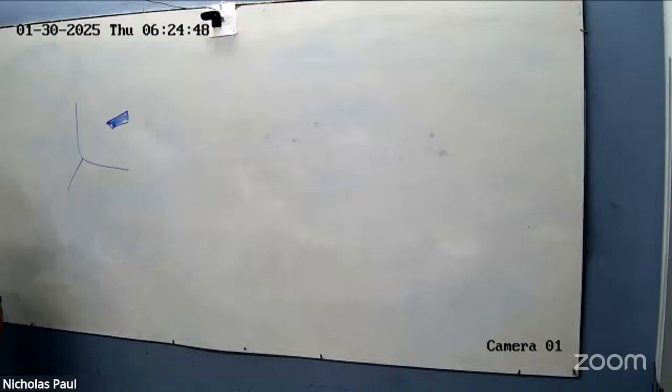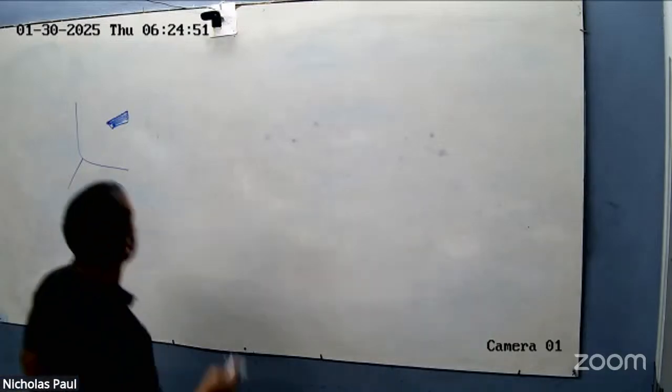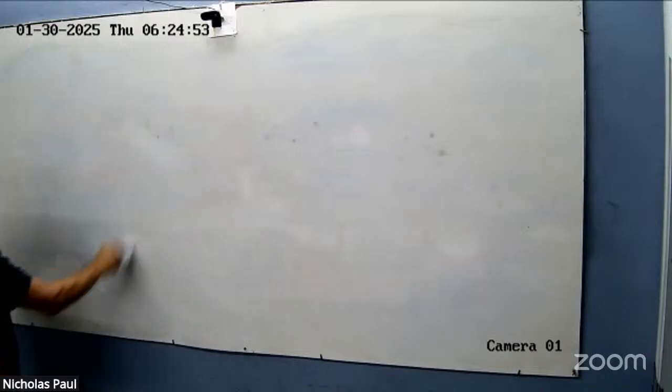How do we get the vector equation of a line? Well, you all remember the equation of a line?